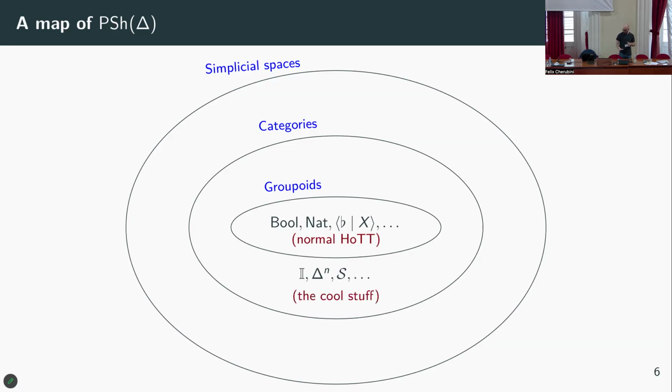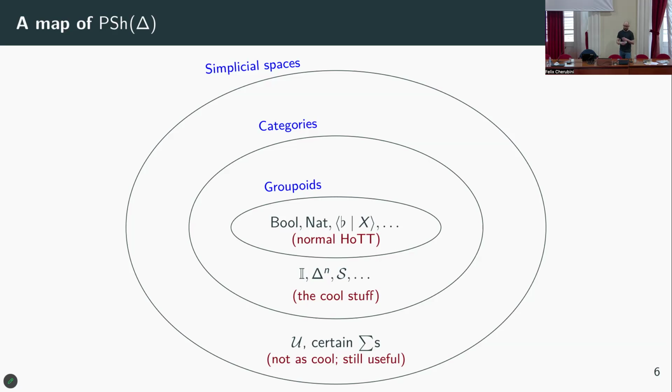And then like there's the cool stuff in this theory, the stuff that we actually want to work with and prove things about. And those are the things that are actually categories. So the synthetic interval is a category, delta n is a category. We're going to meet one on the next slide called S. And then in order to make this like an actual dependent type theory with all the normal connectives, we have the stuff which is not a category or a groupoid, but just an arbitrary simplicial space.